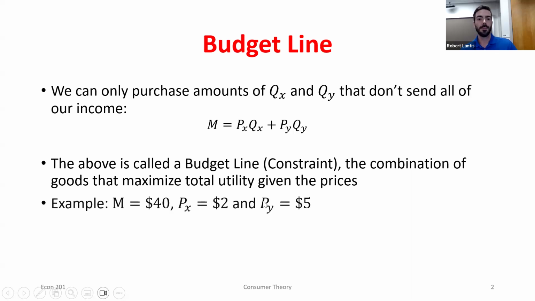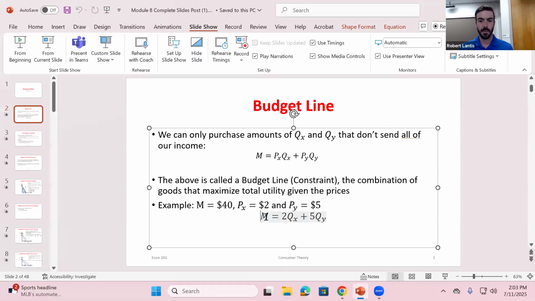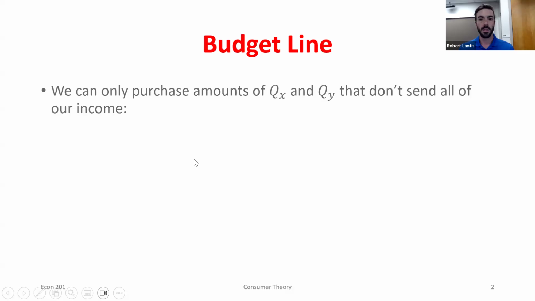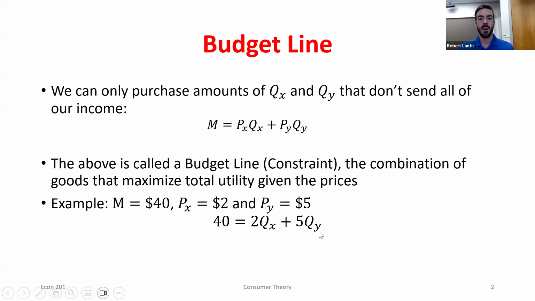So let's assume we had income of 40, price of X is 2, price of Y is 5. We can plug those values in. In fact, I gave you the income, so I might as well plug that in as well so we can see what that would look like. So this would be our budget constraint. How are we going to start to draw out this budget line? I'll make the comparison to our production possibilities curve once we have it drawn out.